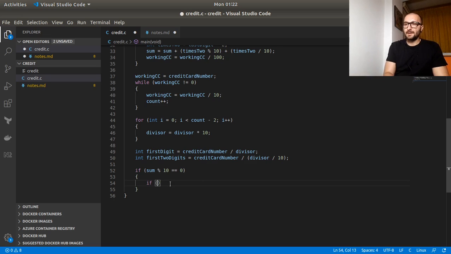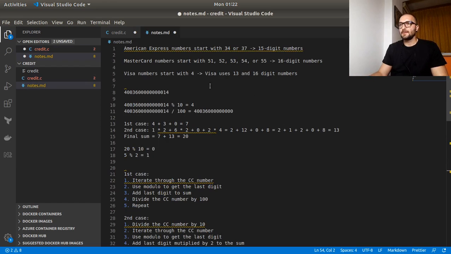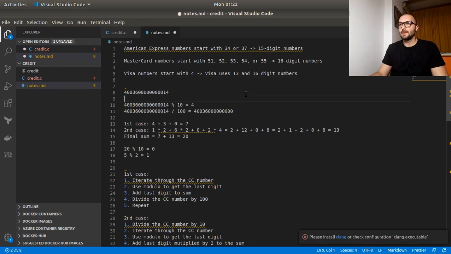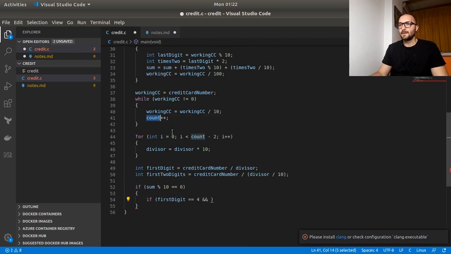Okay. So if this is the case, then we need to go through the other cases. So first digit equals to, we need two equals. I'm sorry about that. Okay, so let's have the easiest one, should be Visa. So this is first digit equals 4. And here we have Visa uses 13 or 16 digit numbers. So count equals 13 or count equals 16. Is that right? 13 and 16? Yep.